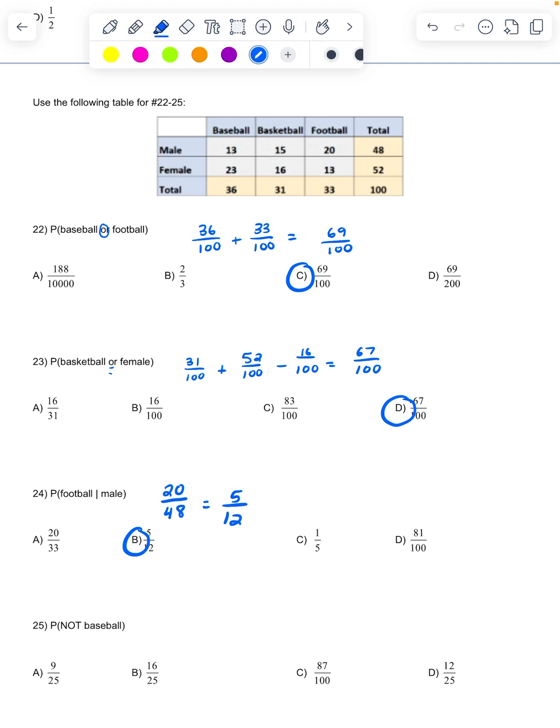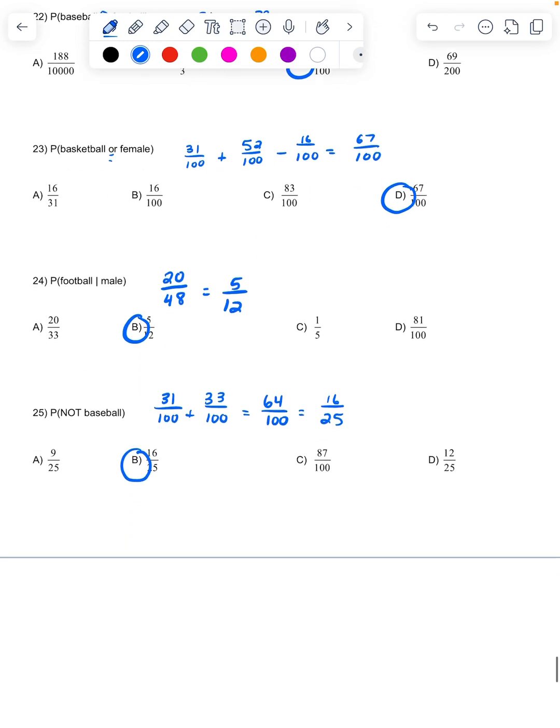Probability of not baseball. So that means basketball or football, right? Not including the 36 people who like baseball. So 31 out of 100 people like basketball, and 33 out of 100 people like football. So that makes up a total of 64 out of 100 people. And that fraction reduces to 16 out of 25. So this answer is going to be B.